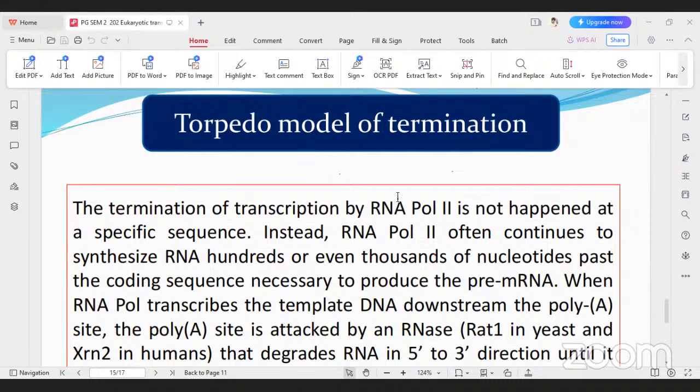Where is the elongation? Transcription initiation, right? Promoter class, promoter 2, okay. Okay, right, okay.